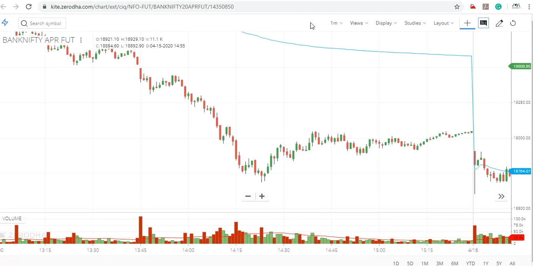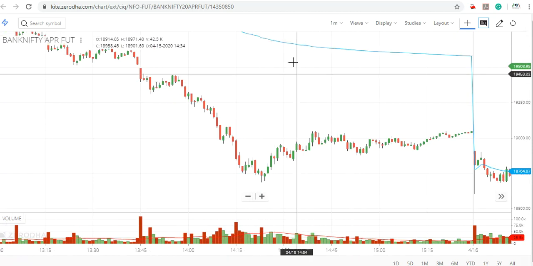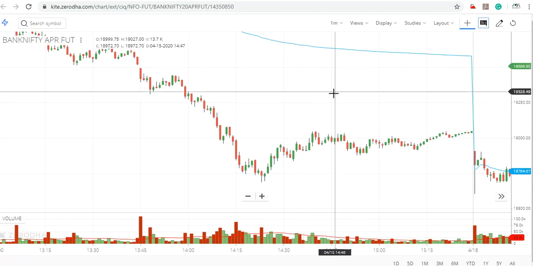Fine friends, use the 1 minute chart. If it's a big candle with the wick at the bottom or on the top, you can start scalping.